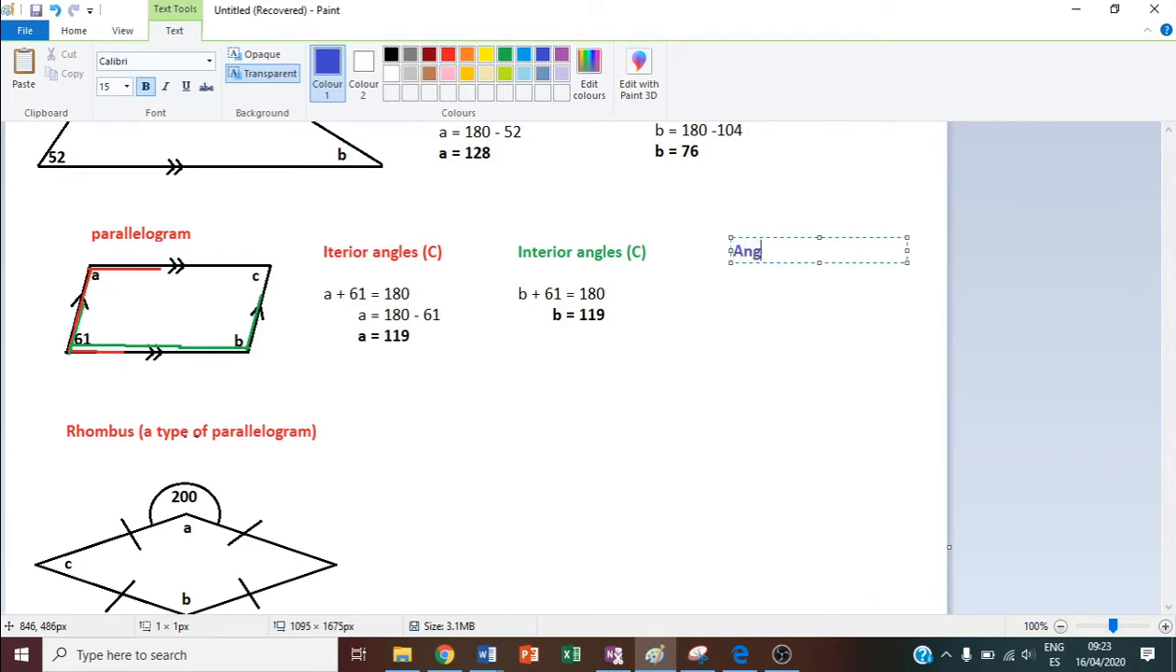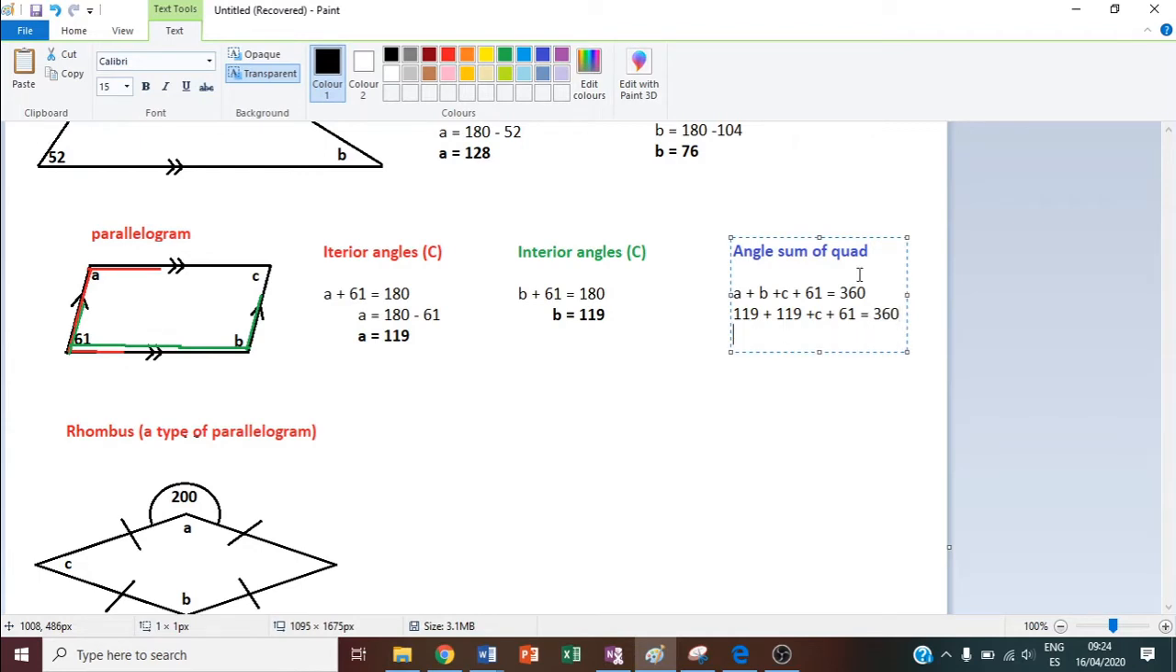And angle sum of quadrilateral. Now the angle sum of quadrilateral, we know it's supposed to add up to 360. So that means that A plus B plus C plus 61 equals 360. I already know what A and B are, so I'll just substitute those in. That's 119 plus 119 plus C plus 61. That should equal 360.